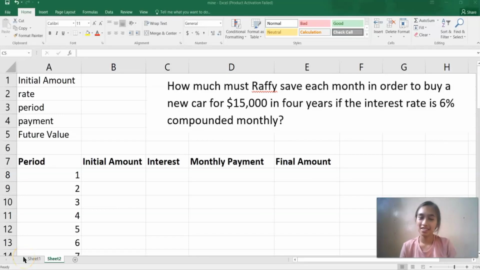Everyone, this is Ray Sora, and today I'm going to share with you how to make a sinking fund schedule using Microsoft Excel. Okay, first let's have our problem.